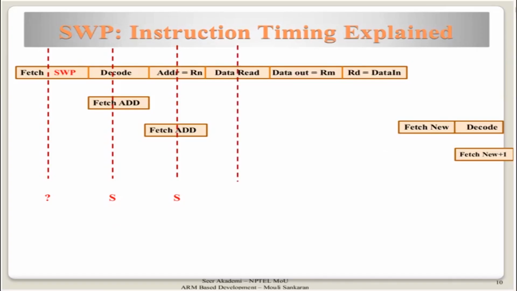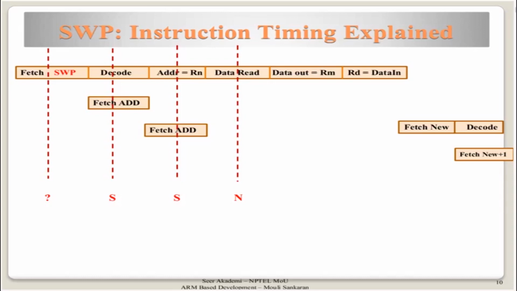So initially, as I told you, a read happens. Okay. How many cycles will it take? Is it non-sequential or sequential? By now you should be very clear. It is non-sequential. And then what happens here? Here Rm is getting written into the data out register, and a write cycle happens here.